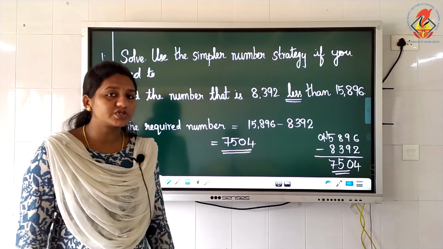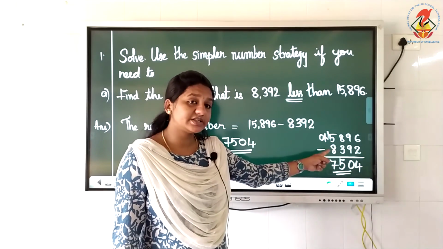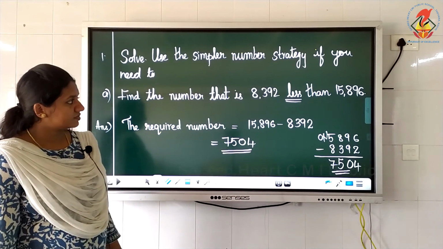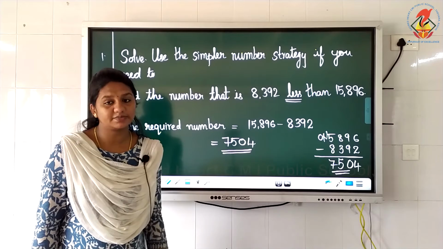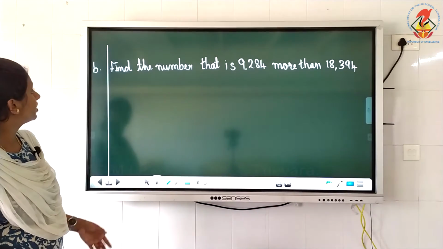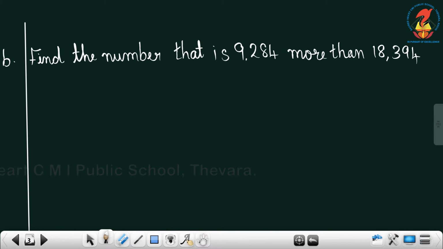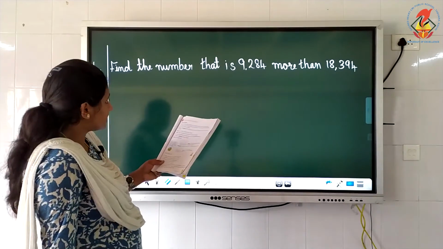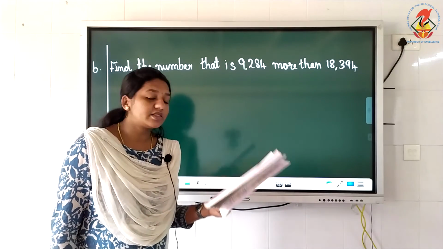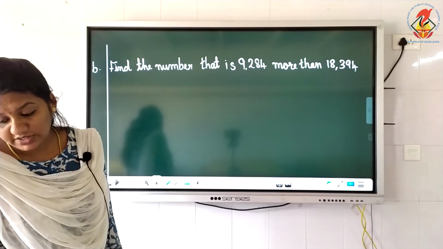How can we do the checking process? Difference plus subtrahend. Yes. Clear? So less than means it's a subtraction. So we can discuss the second question, B one. Find the number that is 9284 more than 18,394. Find the number that is 9,284 more than 18,394.